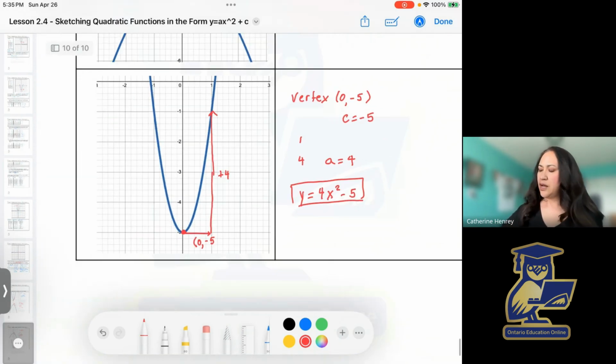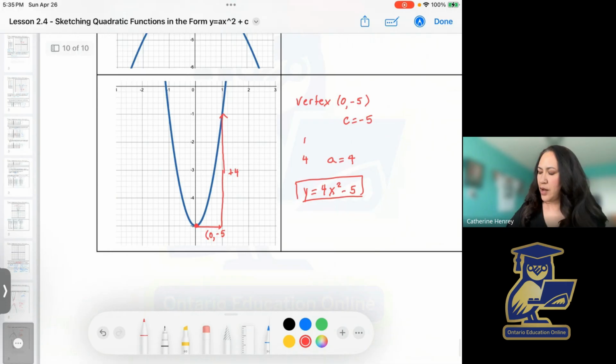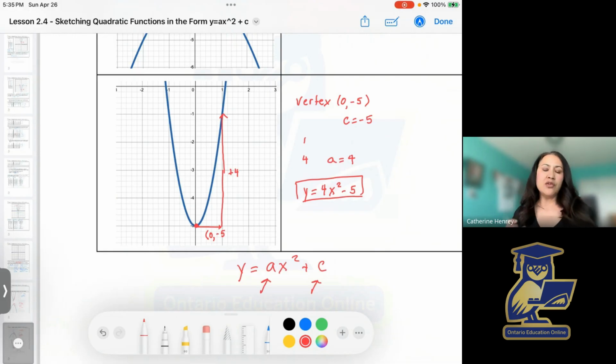So in order to write a function in the form y equals ax squared plus c, we need to be able to determine the a and the c. And from a graph, if you can tell where the vertex is, then you can find the c. And then if you can see what the first step is in a step pattern, then you've determined what a is.